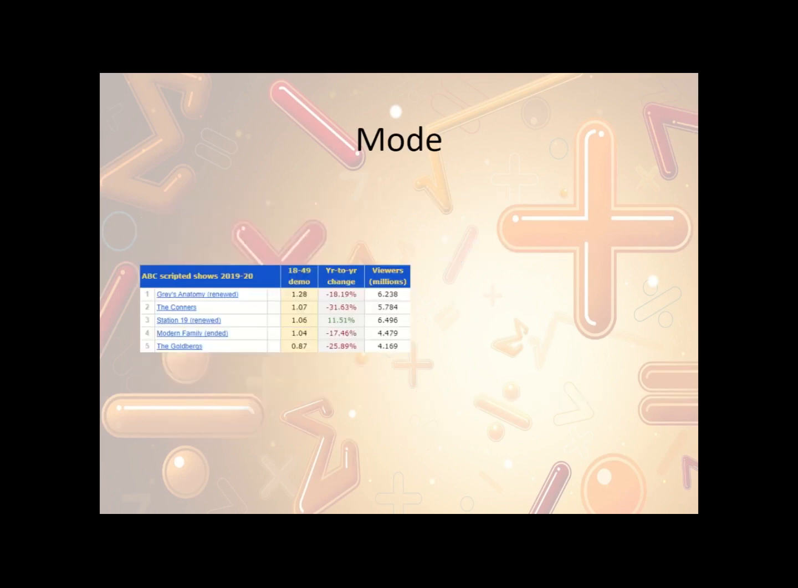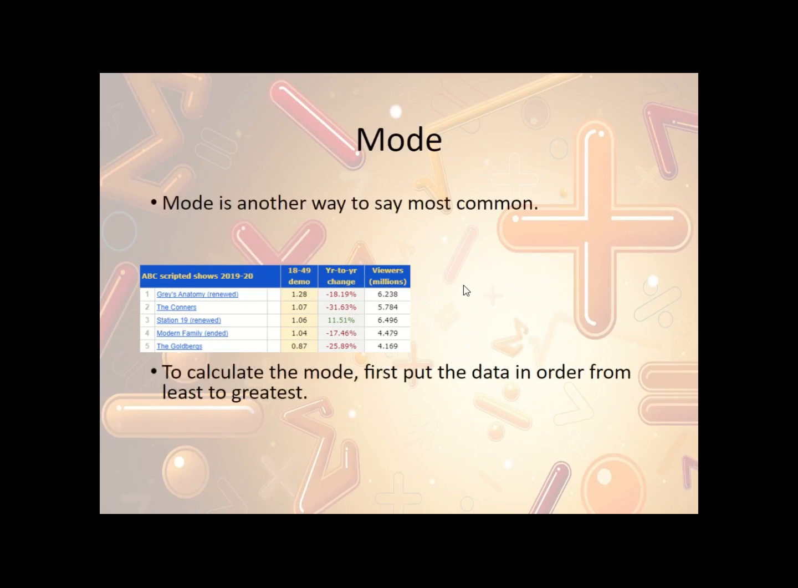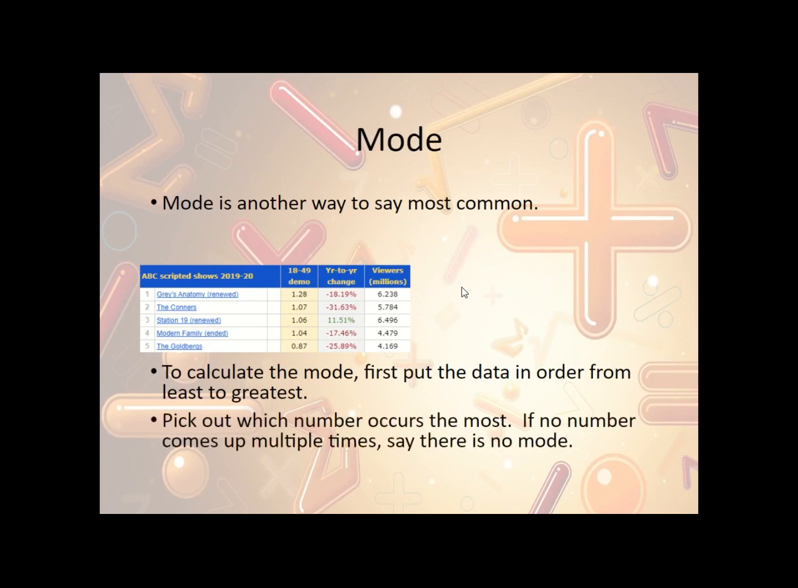Now let's look at this one. So we're back to our ABC viewership. So again, we're going to put them in order from least to greatest, and then figure out which one occurs most. So we got 4.169, 4.479, 5.784, 6.238, and 6.496. We should notice that there's none of them that occur more than once, so therefore there is no mode.